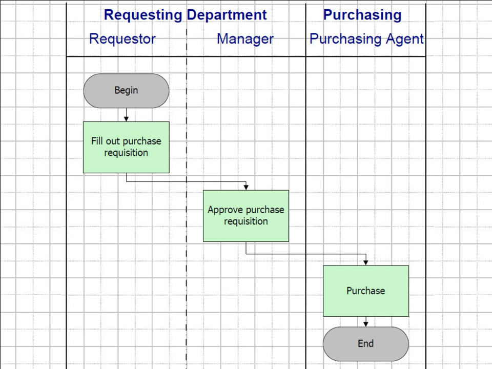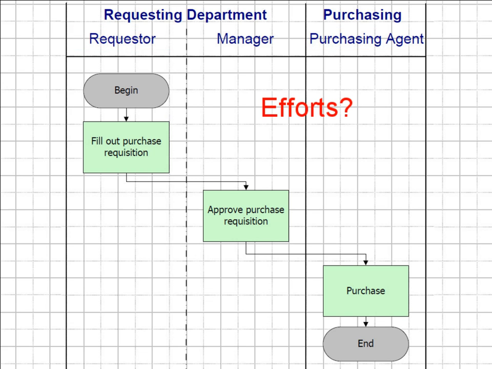This example shows a very simple order process. Someone from the requesting department fills out a purchase requisition and asks his manager for an approval. After that, someone from the purchasing department processes the order. But who is in charge of the whole process? In case the manager does not approve the purchase requisition in a timely fashion, who needs to escalate? The requester? Or someone from purchasing?